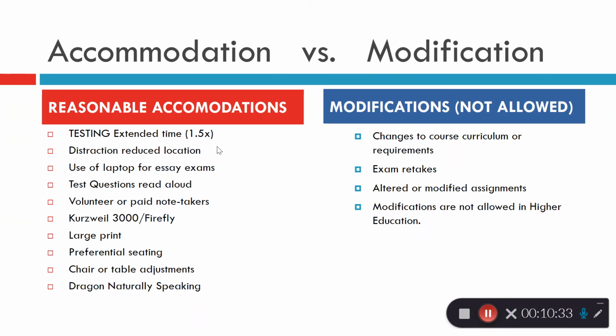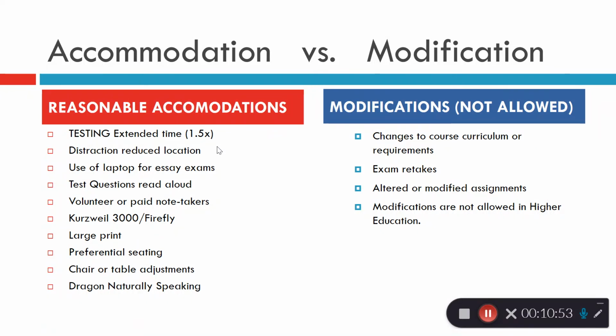So when you're thinking about registration, when you're thinking about your course load, keep those things in mind. You may not be able to take the exact same course load, the 15 credit load, if you're used to having modified content. So just good information to know as you're thinking about registration for your courses in the fall. The other thing is exam retakes.